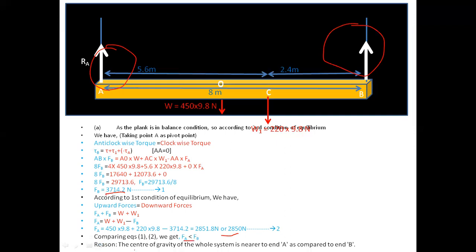than FB. The reason is that the center of gravity of the whole system is nearer to FB rather than FA, because the mass was put nearer to B than to A. So this is how we can say that the forces are being calculated.